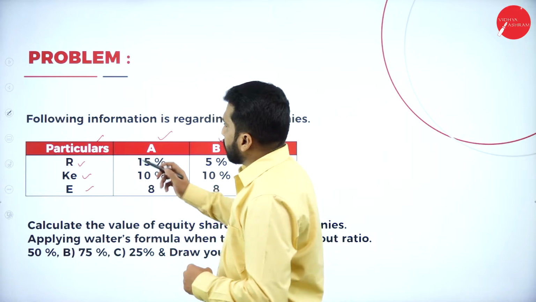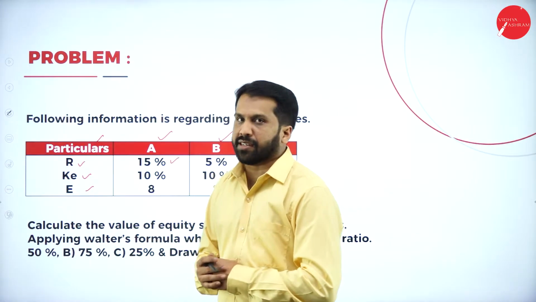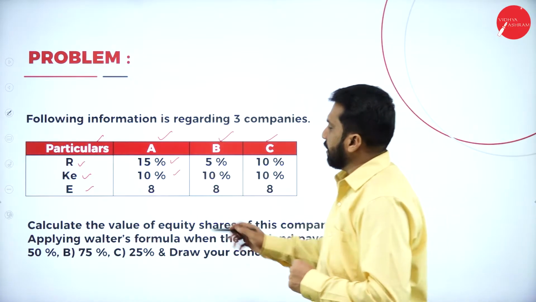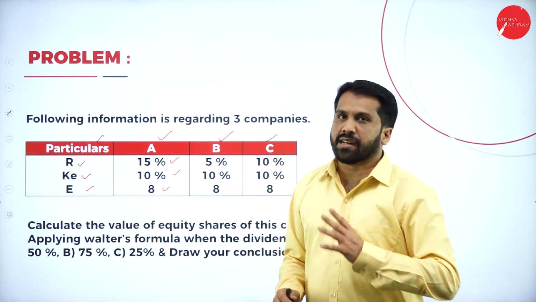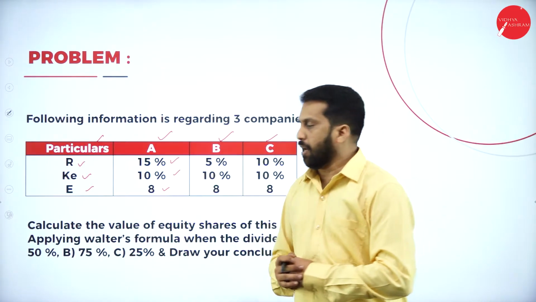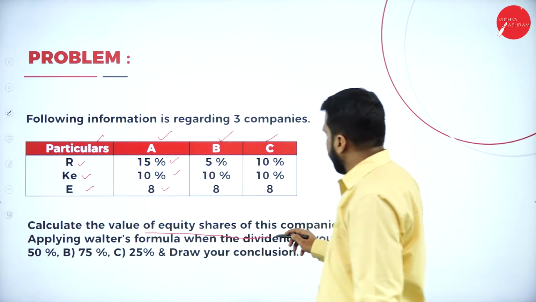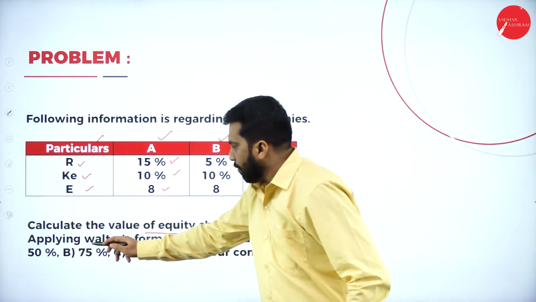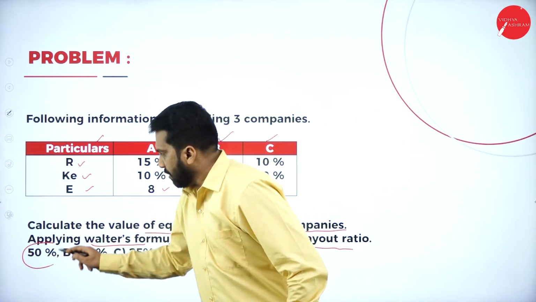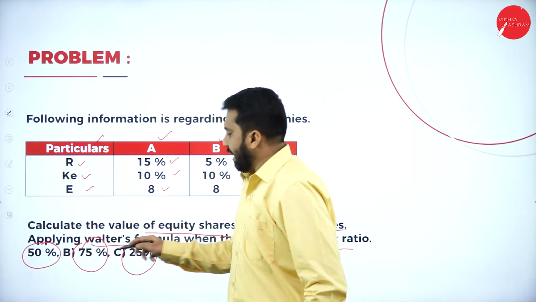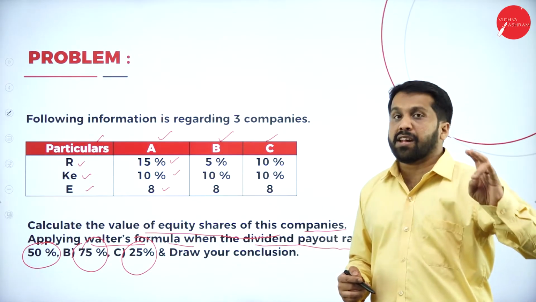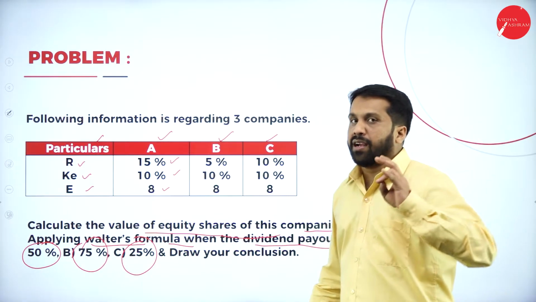How much is the return? 15%. Then the cost of equity is 10%. Your earning is around 8 rupees. Now B is the same, and C is also given. Calculate the value of equity share of these companies applying Walters formula when the dividend payout ratio is 50%, 75% and 25%. Again, I'll repeat: 50%, 75% and the last one 25%.